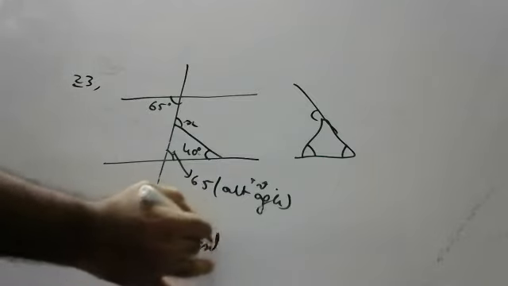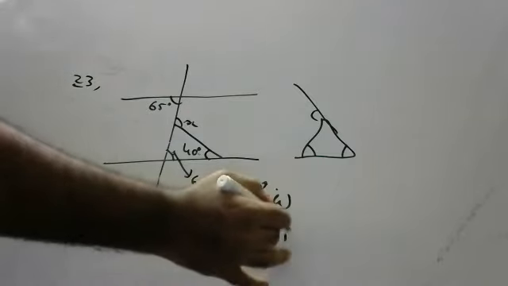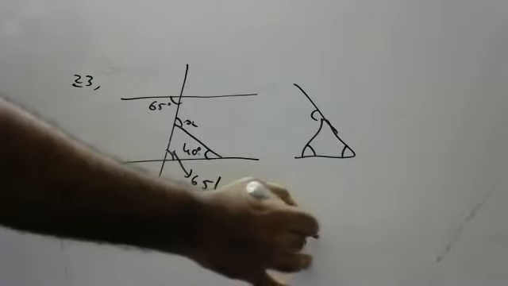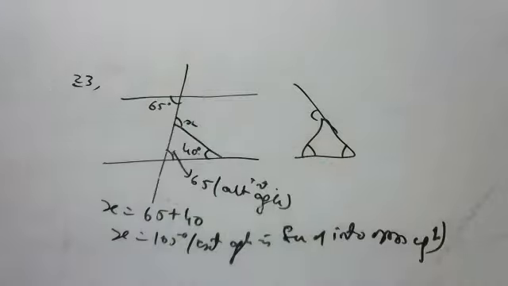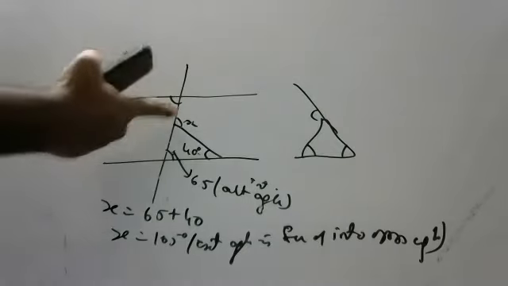Why? Exterior angle is equal to sum of interior opposite angles. All of you keep saying it 3-4 times by yourself, children, because I will be using that property many times in triangles. Exterior angle is equal to sum of interior opposite angles.